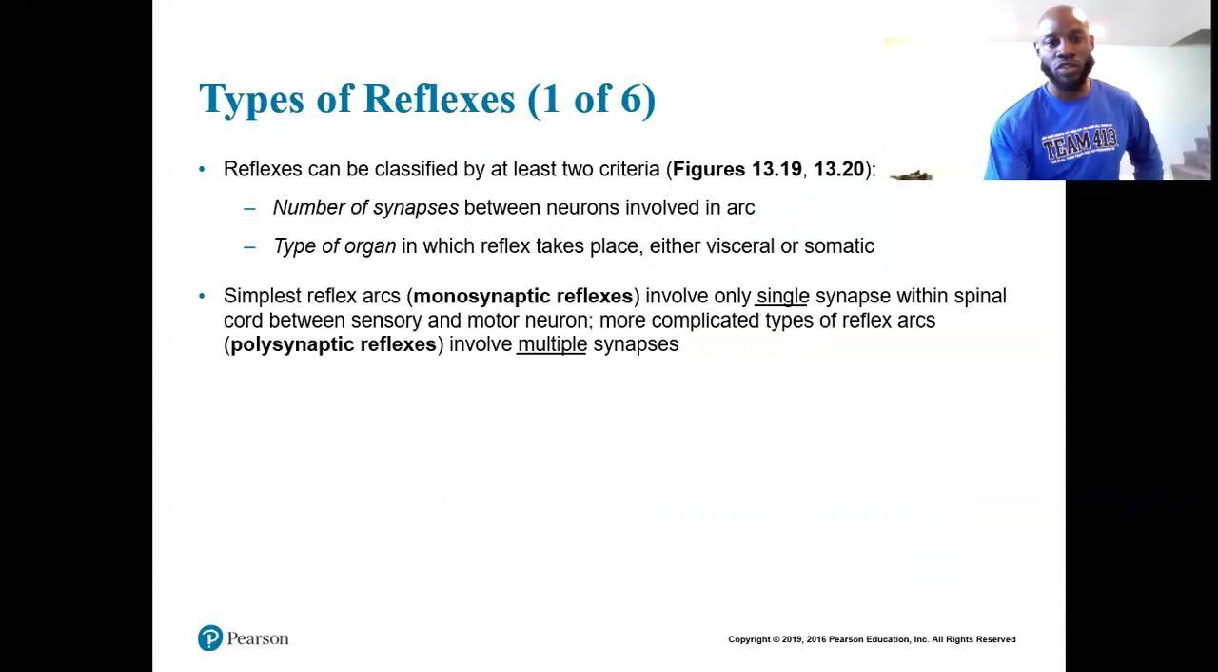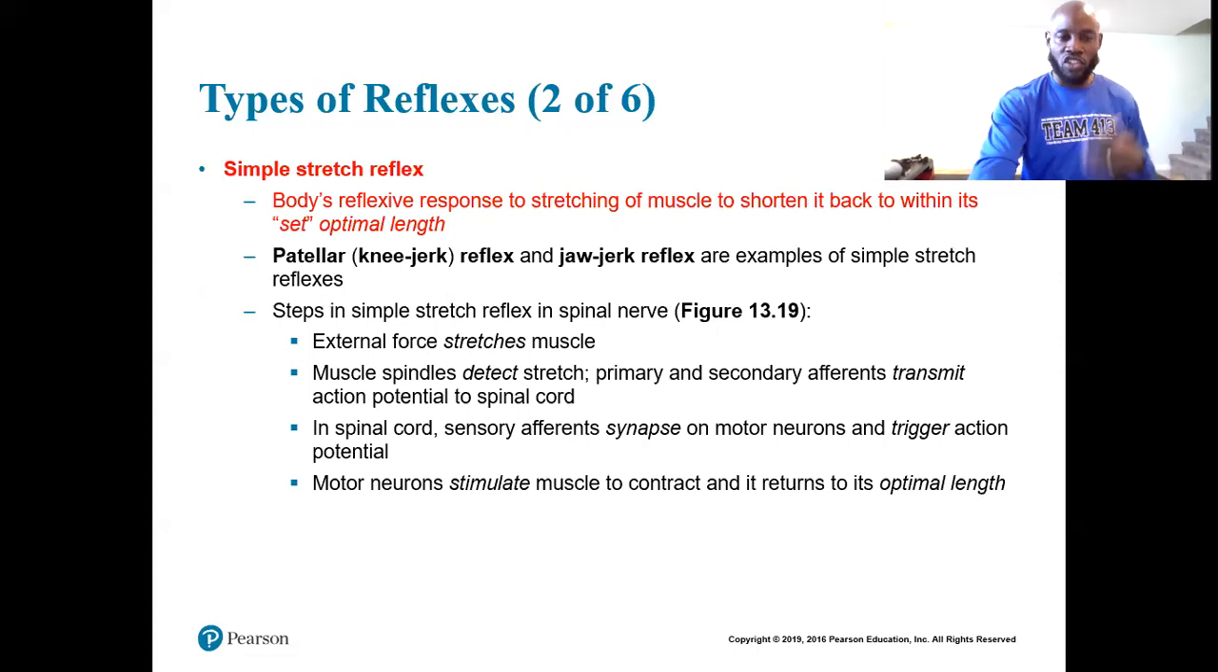All right, there are different types of reflexes, and I'm not going to go into too many details with this. I just kind of want you to understand the concept of reflexes. So reflexes can be classified by the number of synapses or the type of organ in which a reflex takes place. Monosynaptic reflexes have a single synapse. You can have a synapse just in the spinal cord where it doesn't actually go through the brain or the brainstem. You also have polysynaptic reflexes, which have multiple synapses. That means multiple neurons. Remember, a synapse is where a neuron connects with another neuron. You have the stretch reflexes.